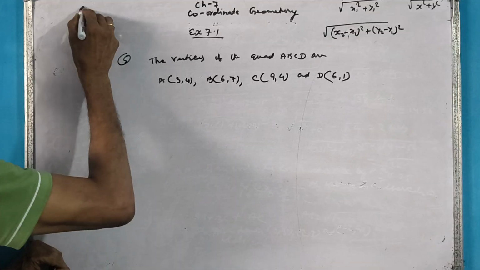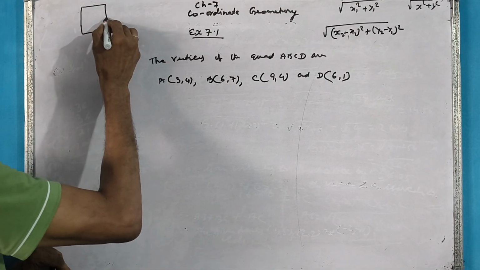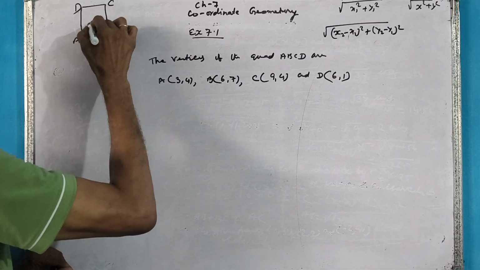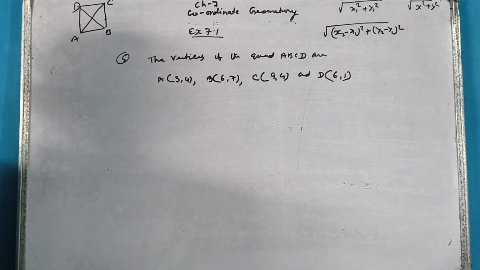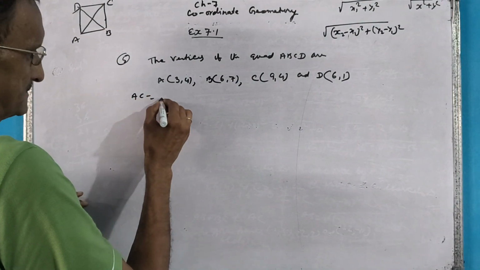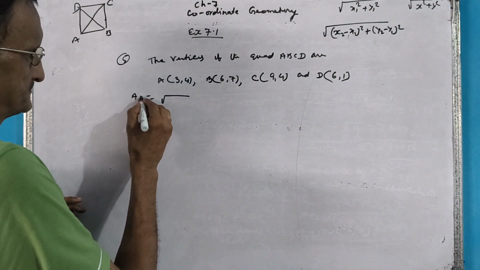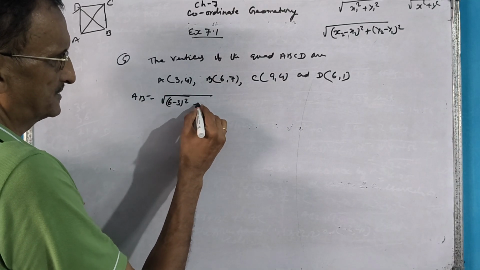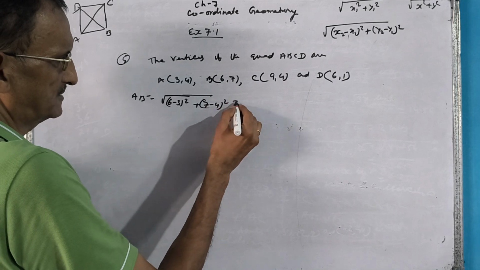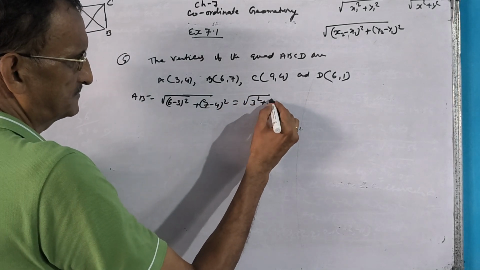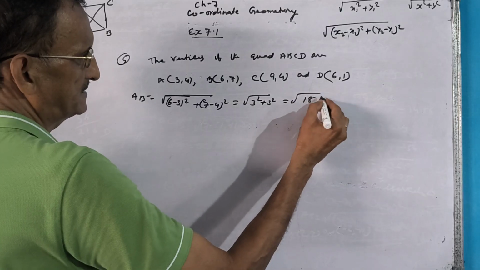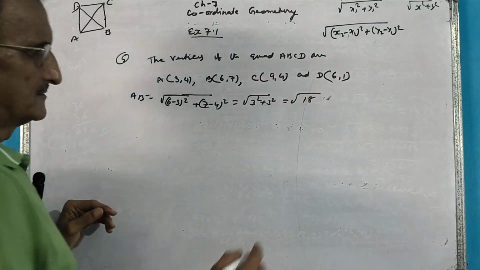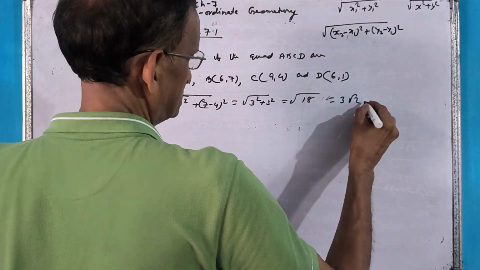So I will see here. A, B, C, D, you need to find all the 4 sides, and the diagonals also, AC and BD. So first find AB. Square root of (6 minus 3) whole square plus (7 minus 4) whole square, equal to 3 square plus 3 square, equal to 18. You can leave it, or you can write 3 root 2 also, but it is not compulsory.